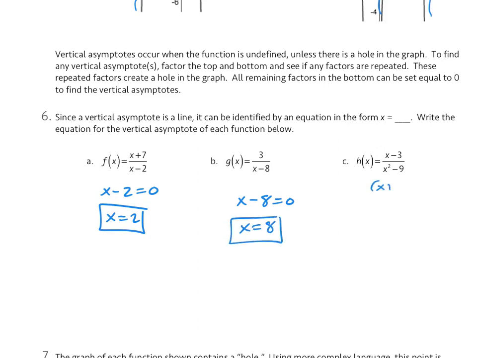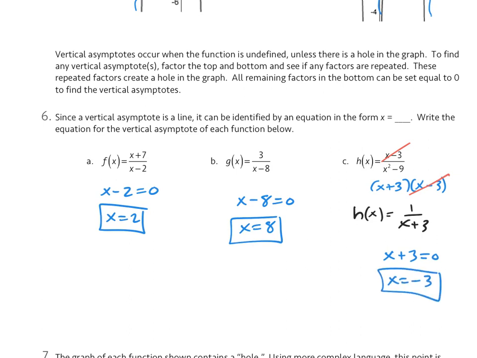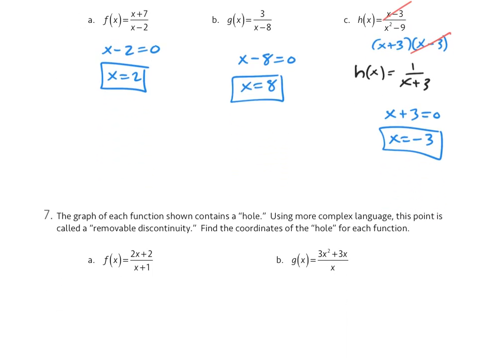In part C, if you factor the denominator, we actually see that there is a repeated factor in the top and the bottom. So the simplified form of this fraction is 1 over x plus 3. And now I can once again set the denominator equal to 0, and I see that I have only one vertical asymptote. The other factor that we canceled out would create a hole in the graph with an x value of 3. All right, let's move down the page.